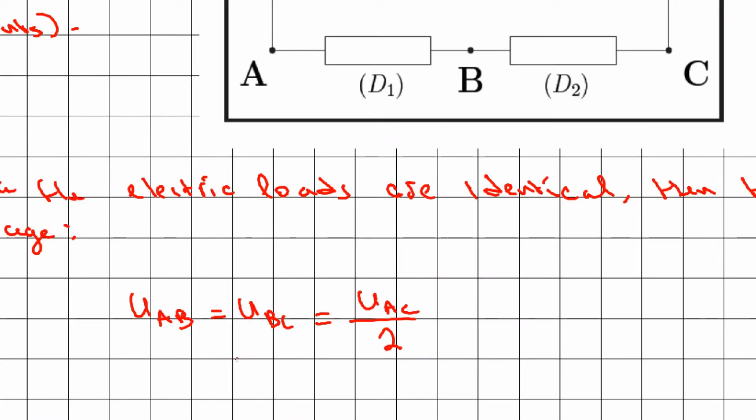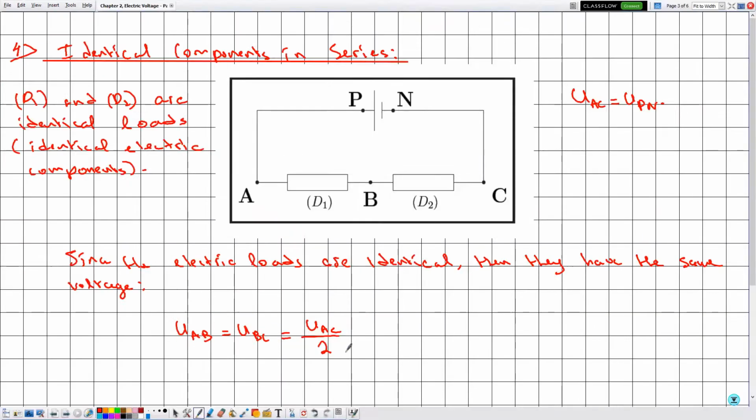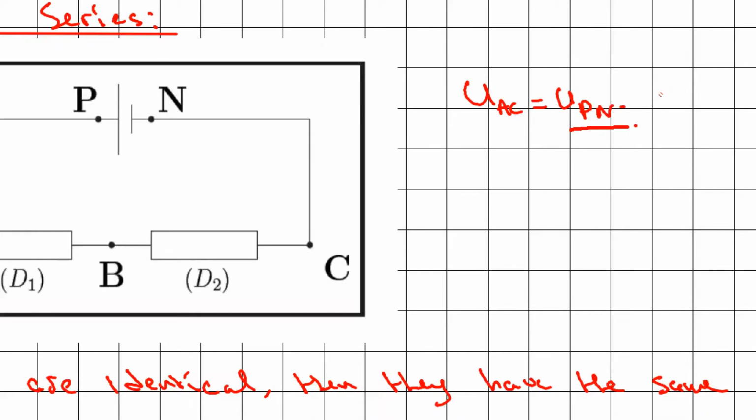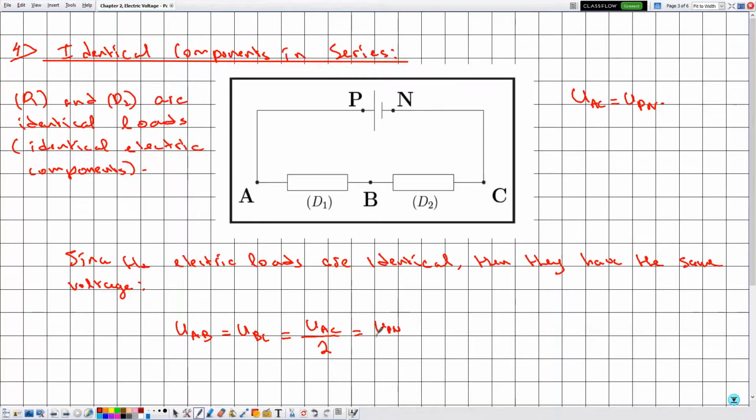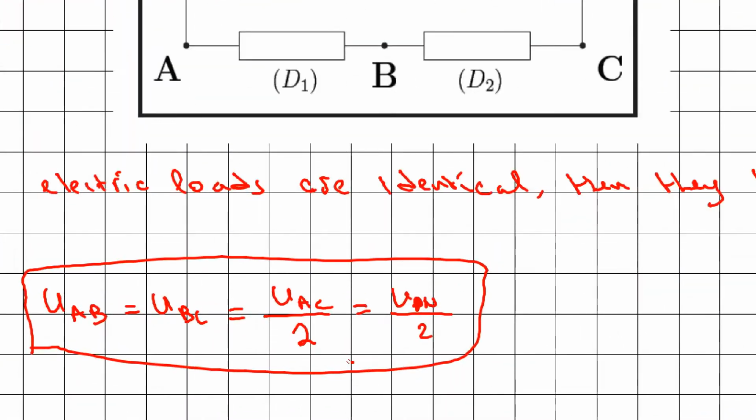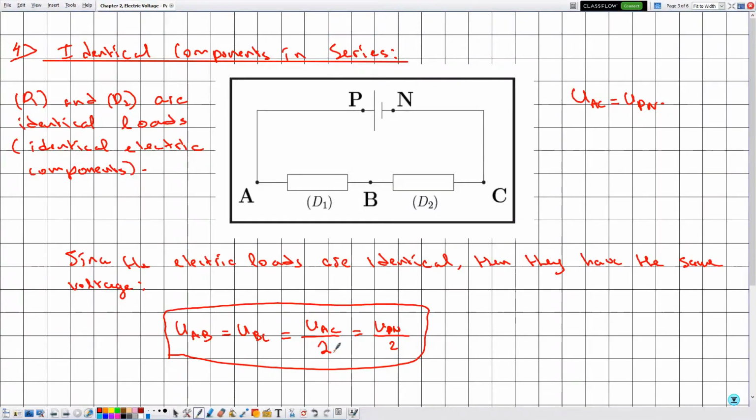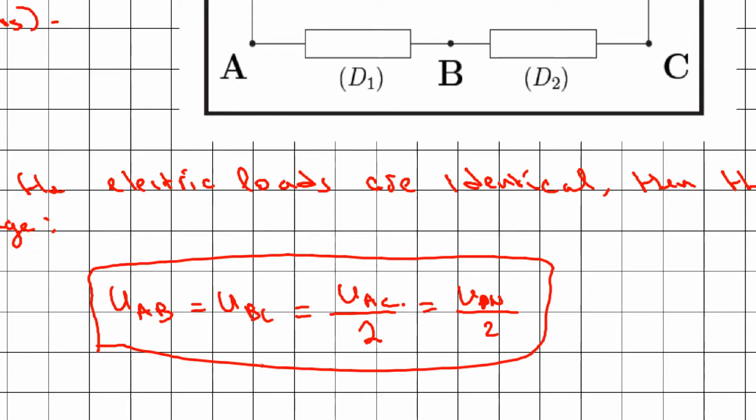So notice that B will be eliminated, and we have that UAC is equal to the sum of the two voltages here, UAB plus UBC, which is 2 times UAB, and the value of UAC is equal to UPN, okay, divided by 2. So here if we have 3 electric components, then we divide by 3. If we have 4 electric components that are identical, we will divide by 4. Then we always divide by the number of electric components that we have, okay? And all of these quantities have the same unit because this is an equality between them.